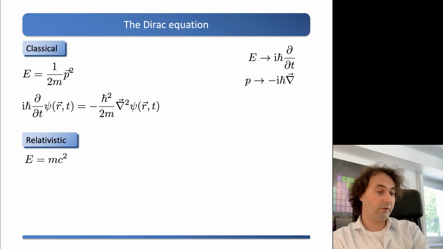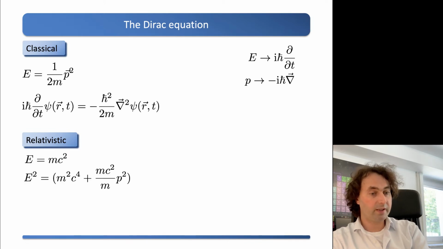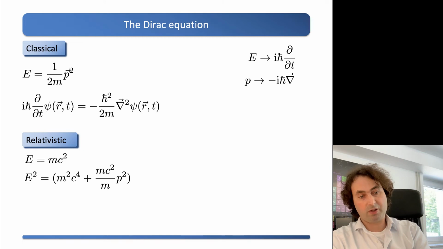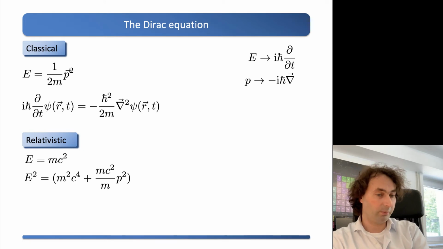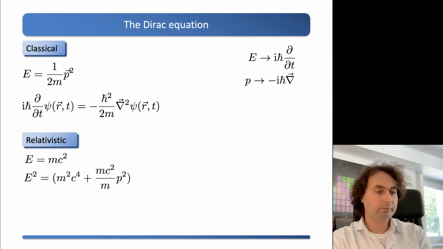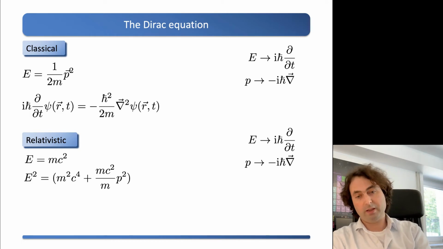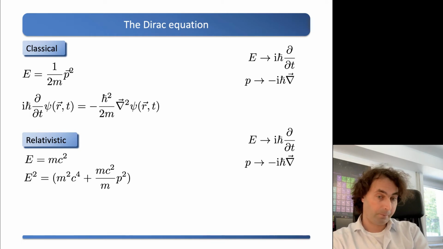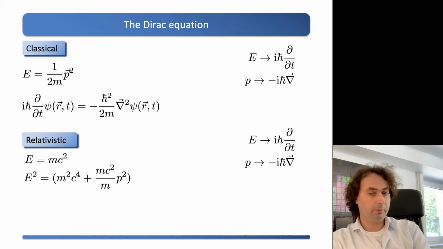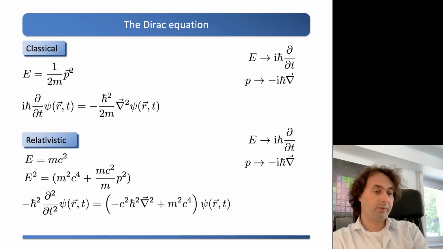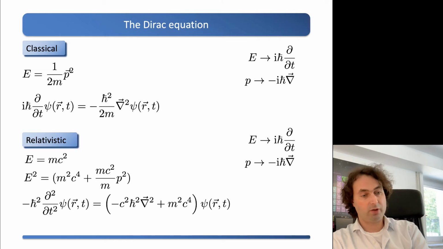Relativistically, we have E is mc squared for a particle at rest, or E squared is m squared c to the fourth plus c squared p squared for a particle with momentum. And we can now make the same substitutions where we replace the energy by a time derivative operator, the momentum by spatial derivatives, and have everything act on a wave function. And then we get the Klein-Gordon equation.